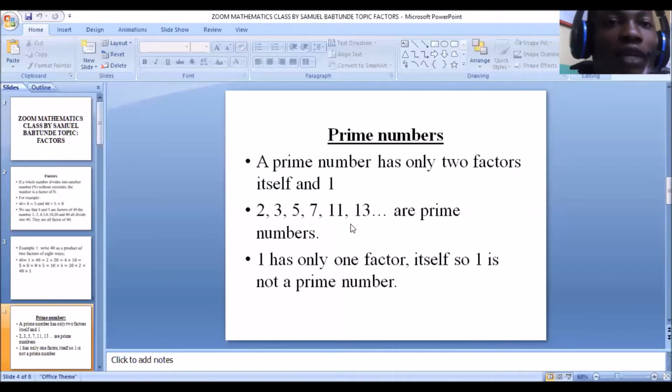Now mind you, 1 is not a prime number. 1 is not a prime number. Why?